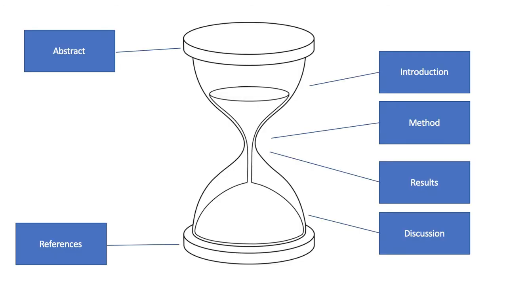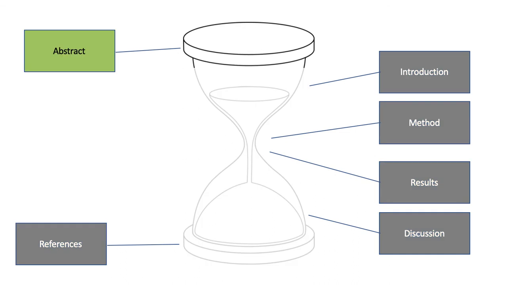Going back to our hourglass, you can see that the hourglass also has a top and a bottom. The top and the bottom don't really contribute to the overall structure of the hourglass, but they're important to frame it. So the abstract section, while it's the first thing that the reader will see, it will actually be the last thing that you write.